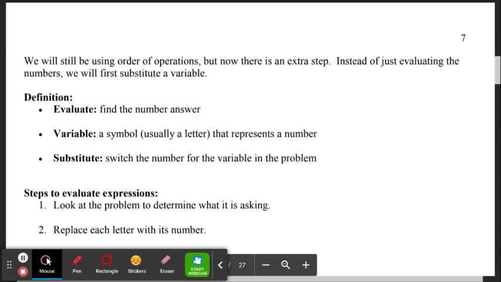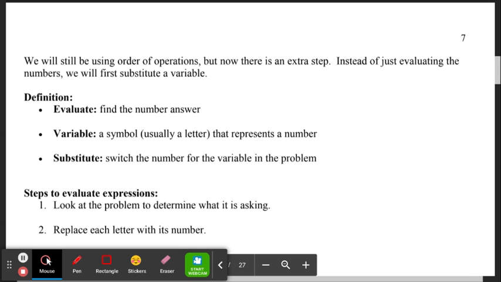So the definitions are evaluate, which means find the number answer. If the directions say evaluate, you plug the numbers into the calculator or you show your order of operations and then you give a number answer.